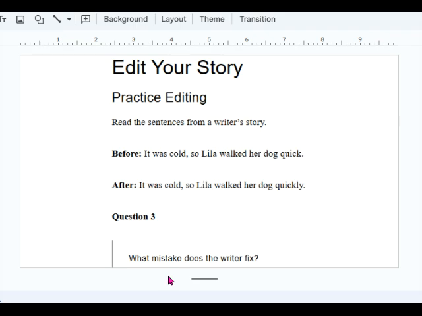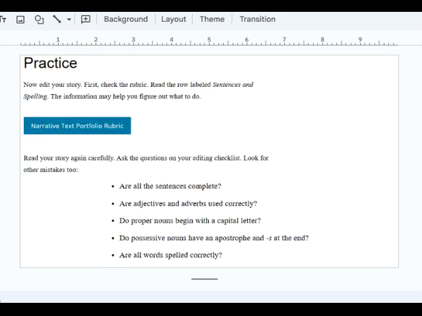What mistake does the writer fix? Quick is not correct. You need that ly to make it an adverb. How did she walk her dog? She walked her dog quickly. So she made that spelling correction and grammar correction.